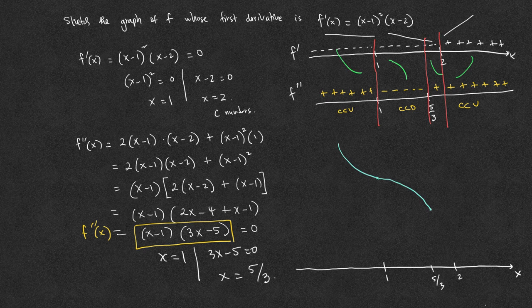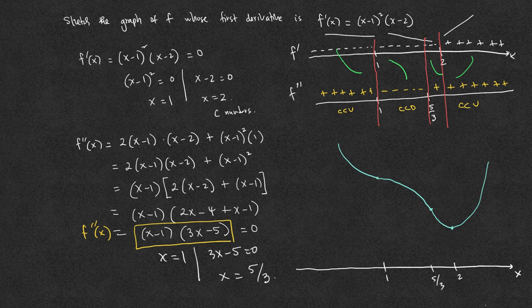From 5 over 3 to 2, the graph is decreasing and concave up again. As long as we have a clear shape of the graph in such an interval, then it is okay. From 2 to infinity, the function is increasing and concave up.